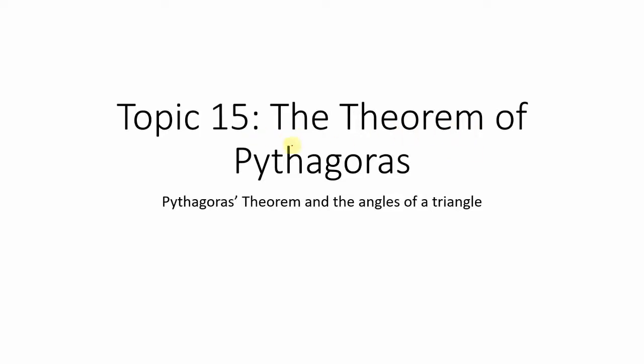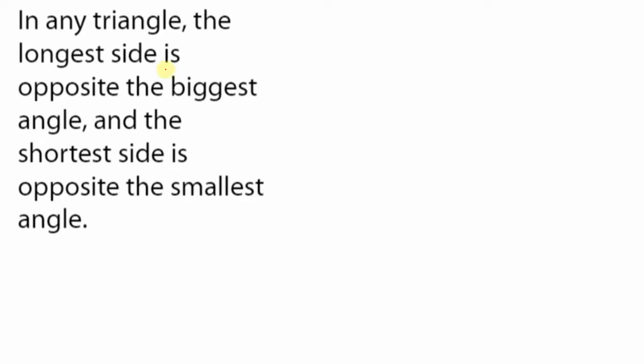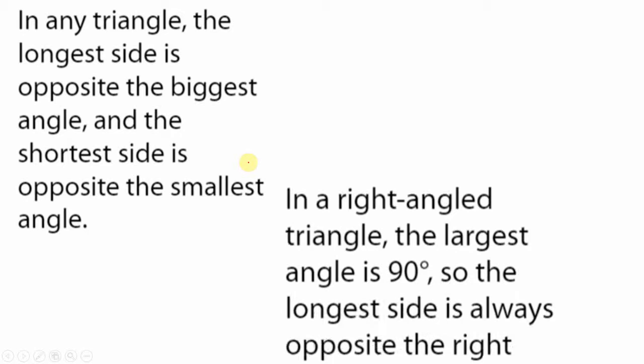Within the topic of the theorem of Pythagoras, we are going to focus on the angles of a triangle. In the previous lesson, we focused on the sides of a triangle. Firstly, in any triangle, the longest side is opposite the biggest angle, and the shortest side is opposite the smallest angle. So there's a direct relationship between the size of an angle and the opposite side length.